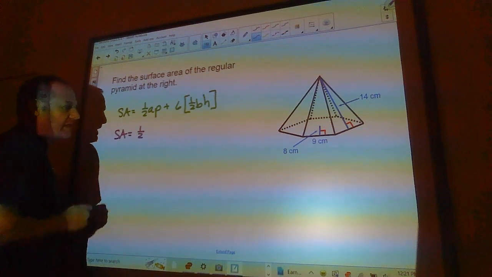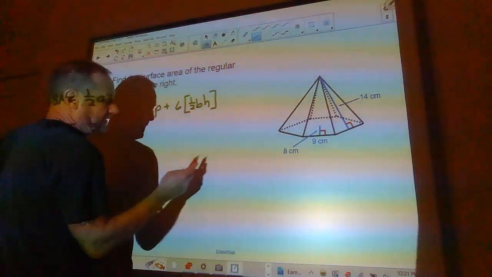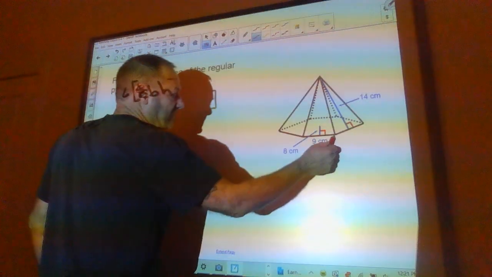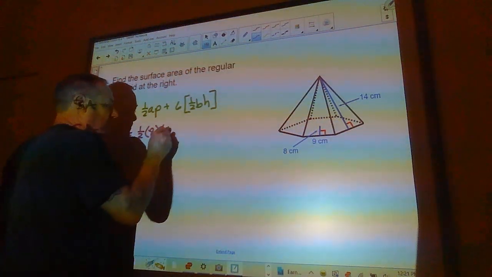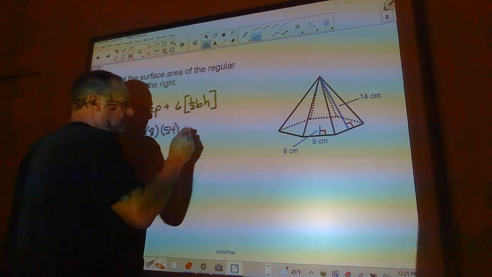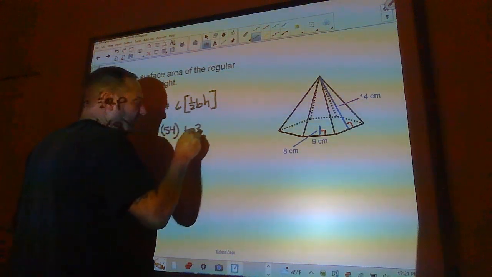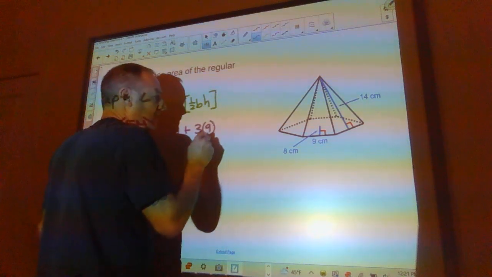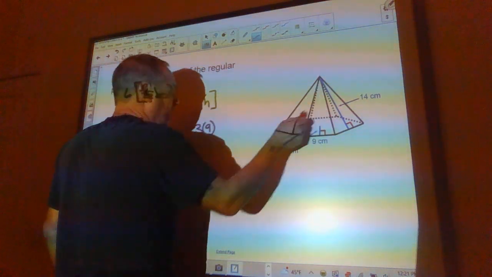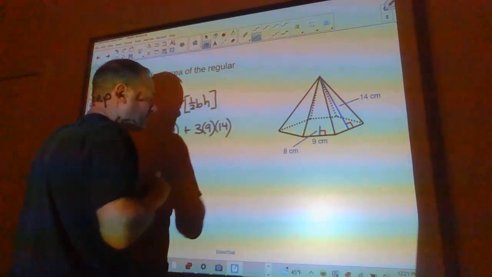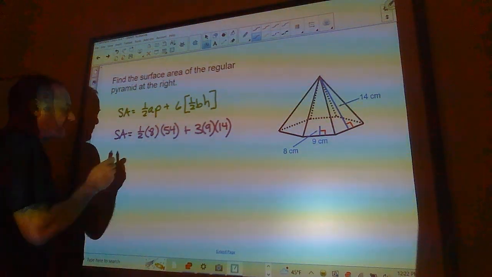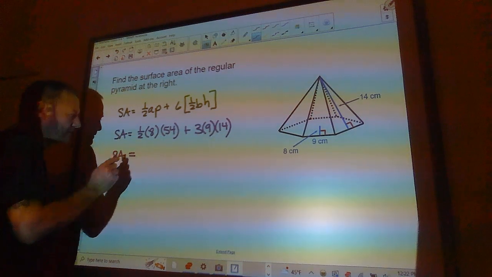All right, so the apothem is given to us to be 8. And the perimeter, this is 9 times 6, that's going to be 54. Half of 6 is 3, times the base of the triangle, which is 9, times the height of the triangle, which is 14. Okay. And now it's just a calculator question. If you get to here, you win.